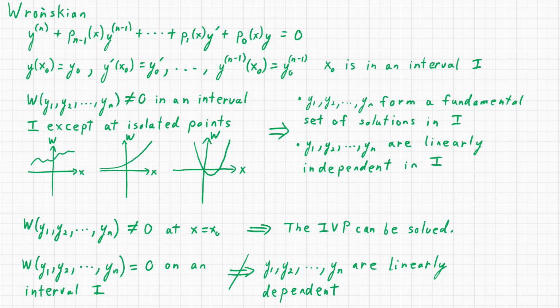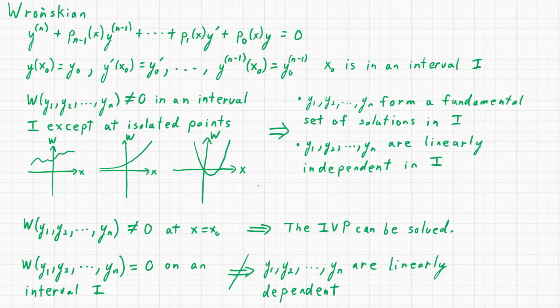All right, so the next bit is just a slight difference here. If the Wronskian does not equal 0 at x equals x naught, that implies the initial value problem can be solved. All right, so you can still have these linearly independent solutions. You can still have it cross the x-axis. They can still be linearly independent. But when you do cross the x-axis with the Wronskian, you may or may not have a solution to your initial value problem. And we'll see that in some examples.